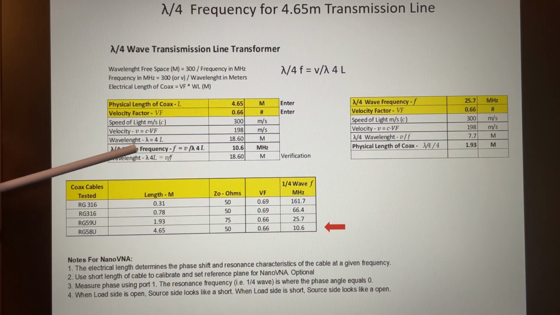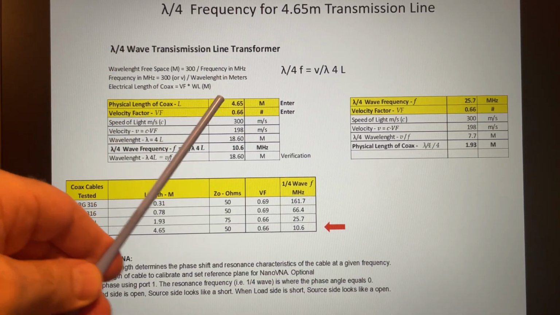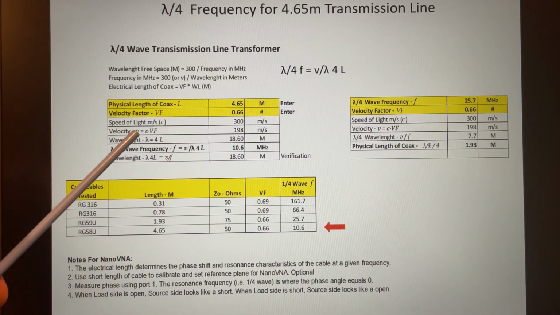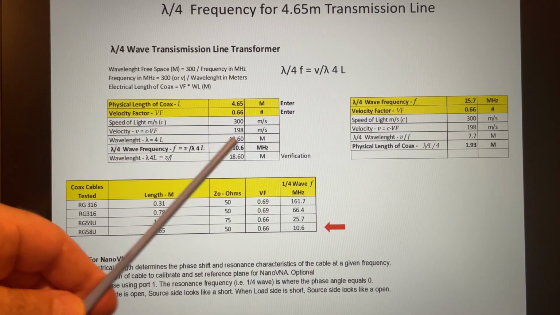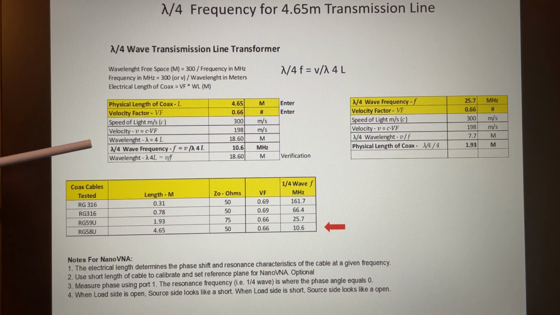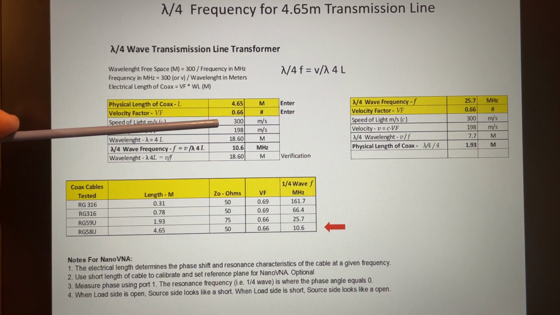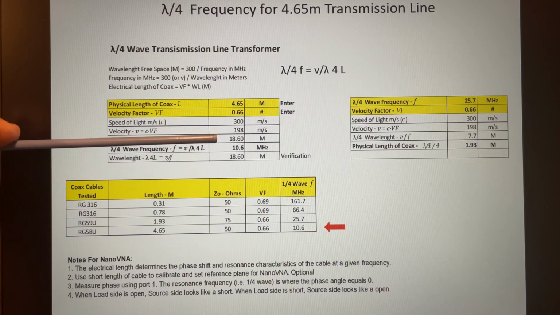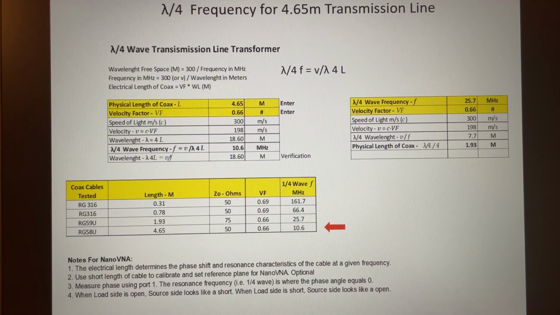And then the actual wavelength would be 4.65 times 4, which gives us 18.60 meters. And then to determine the quarter wavelength frequency, we just take the speed, 198, divide by the 18.6, and this gives us 10.6 megahertz. So the answer is in megahertz. That's what it basically looks like as a step-by-step derivation using the spreadsheet.